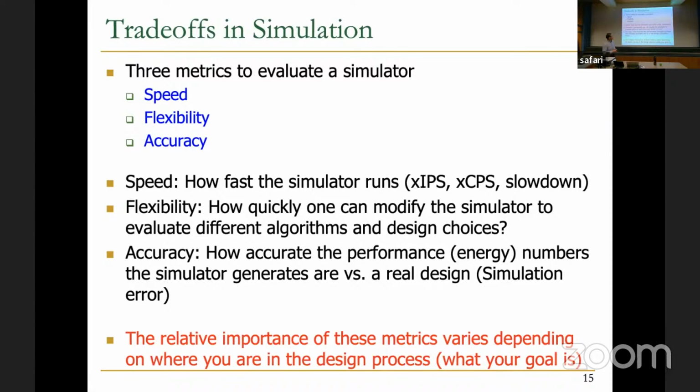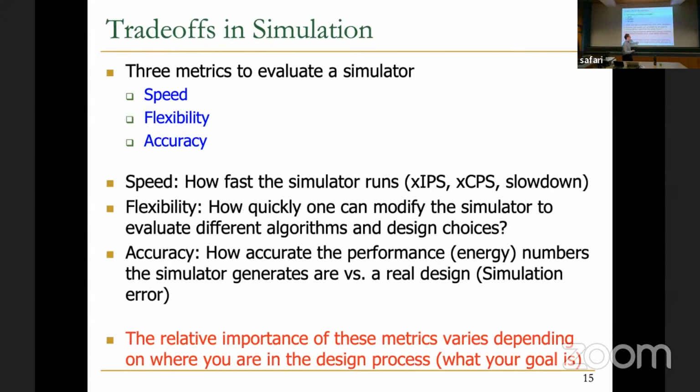Essentially, the relative importance of these metrics depends on where you are in the design process and what your goal is. So the previous slide, the goal, where you are in the design process, really determines how much inaccuracy you can tolerate and how much slowness you can actually tolerate. If you're doing early design space exploration, you're okay with being fast but less accurate. So speed and flexibility are much more important in early design space exploration compared to accuracy. Again, you can define accuracy in multiple ways also, right?